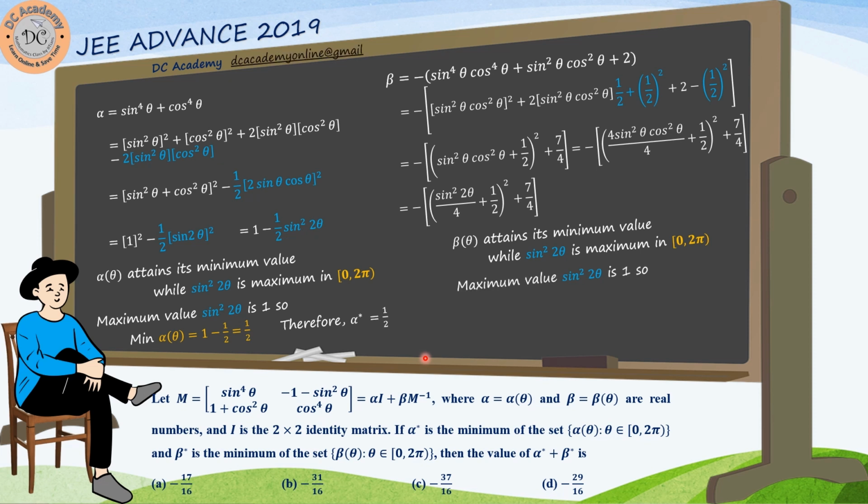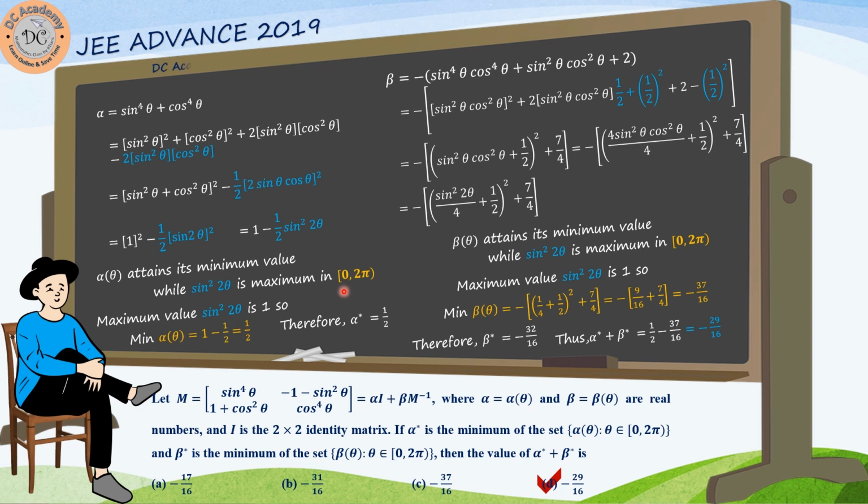So we'll say that the maximum value of sin square 2 theta is already 1. We already discussed that in the previous step. So we can find that beta will be equal to (1 by 4 plus 1 by 2) whole square and 7 by 4. If we calculate, we get minus 37 by 16. So this is the value of beta star. Now we have obtained alpha star and beta star. If we add them together, we get alpha star plus beta star, which is minus 29 divided by 16. And hence, option D is the correct solution for this problem. And that's it. Hope you understood the problem. Thank you.